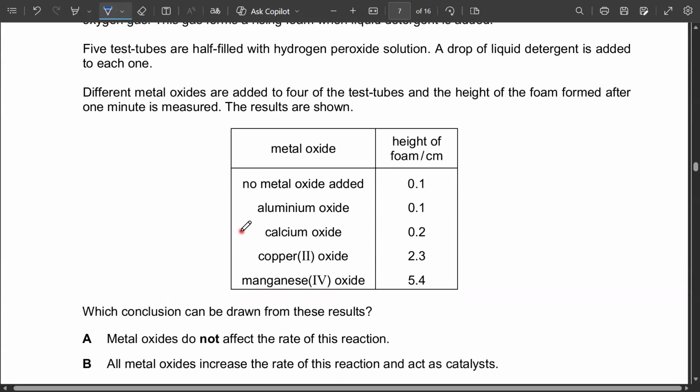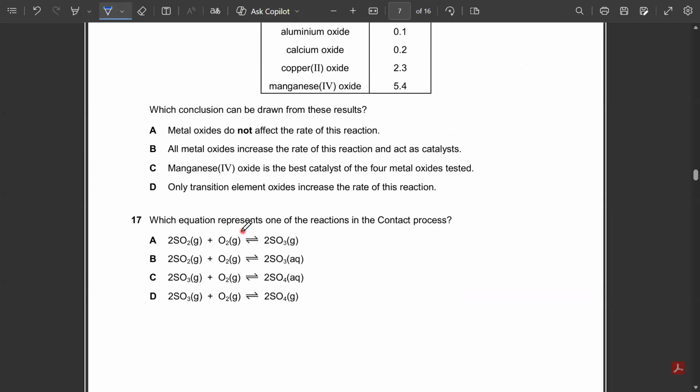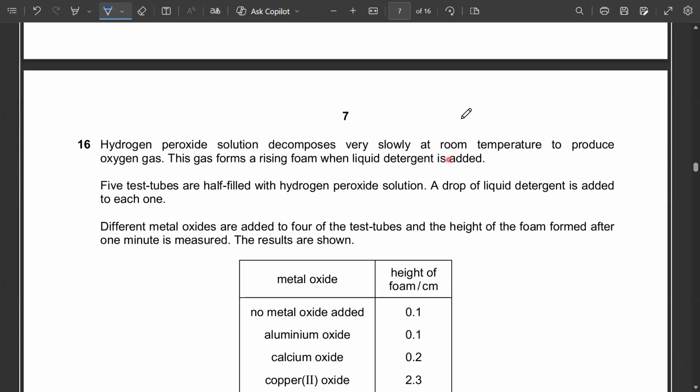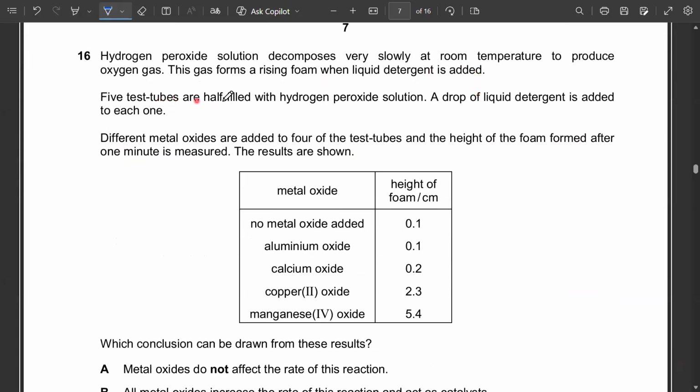Then question number 16. Hydrogen peroxide solution decomposes very slowly at room temperature to produce oxygen gas. This gas forms a rising foam when liquid detergent is added. 5 test tubes are filled with hydrogen peroxide solution. A drop of liquid detergent is added to each one. Different metal oxides are added to 4 of the test tubes, and the height of the foam formed after 1 minute is measured. The results are given.